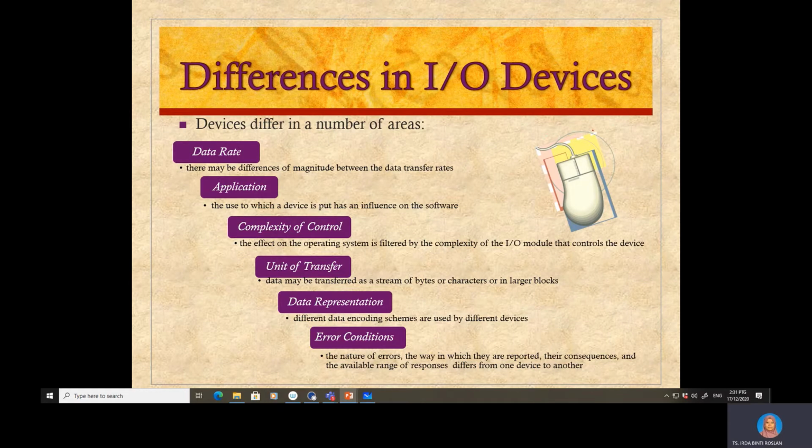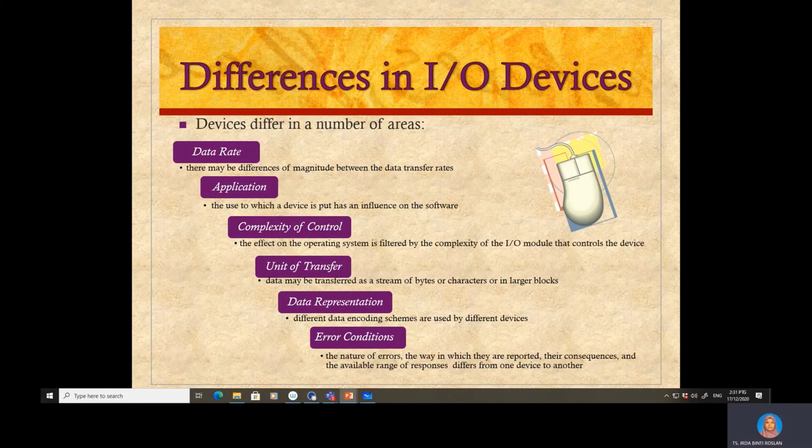There are many differences in I/O devices. They can differ in a number of areas, such as data rate, where there may be differences of magnitude between the data transfer rates, and application, where the use to which a device is put has an influence on the software. The third one is the complexity of control. Different devices have different complexity of control, where the effect on the operating system is filtered by the complexity of the I/O module that controls the device.